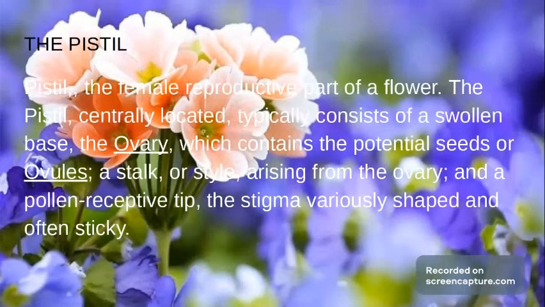The pistil. The pistil, the female reproductive part of a flower, centrally located, typically consists of a swollen base, the ovary, which contains the potential seeds or ovules, a stalk or style arising from the ovary, and a pollen receptive tip, the stigma, variously shaped and often sticky.